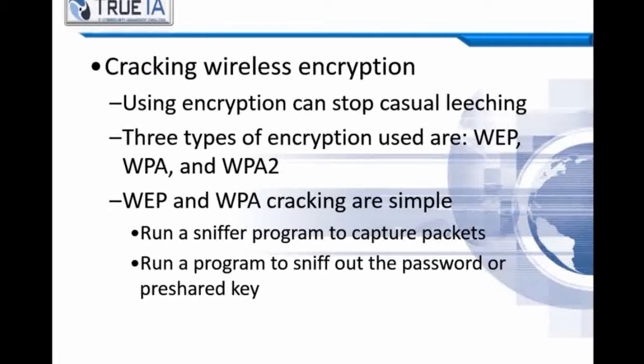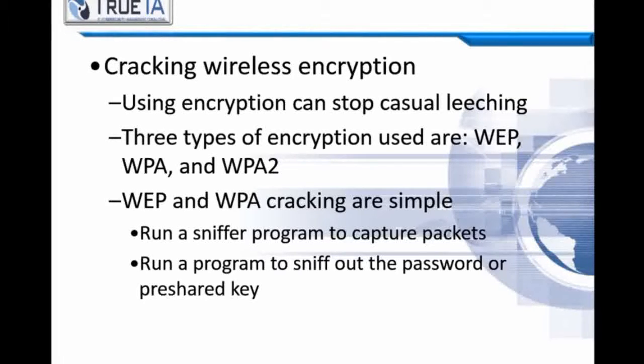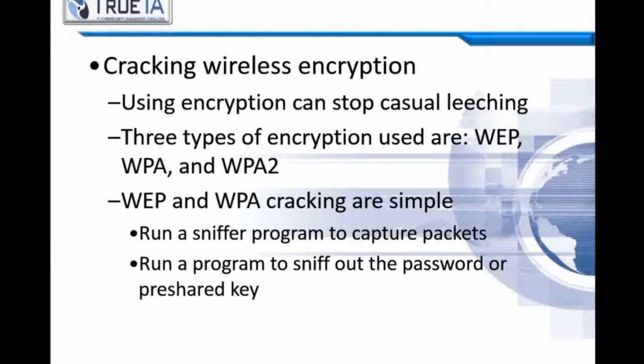Wireless encryption cracking is a bit more complicated. However, with the free tools freely available on the internet and the power of many consumer-grade laptops, it isn't as difficult as it once was. Again, this usually starts with the activities of war driving and war chalking. While encryption can prevent leeching, you need to be sure to choose the right encryption. All modern wireless routers will come with three types of encryption: WEP, WPA, and WPA2. With WEP and WPA, cracking is relatively simple.